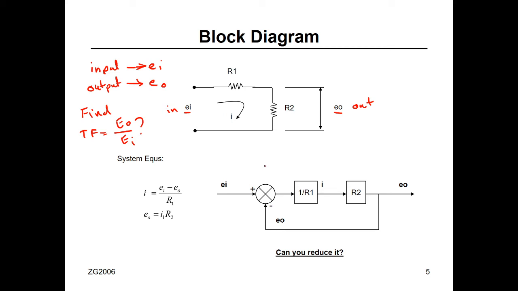Can we do this? Yes, we can. First, you need to derive the equation of motion. What's the equation of motion, first of all? You start with EI, this is your source, minus the voltage across R1, so it's going to be R1 I1, minus the voltage across R2, minus R2 I2, equal to 0. This is the equation of motion.